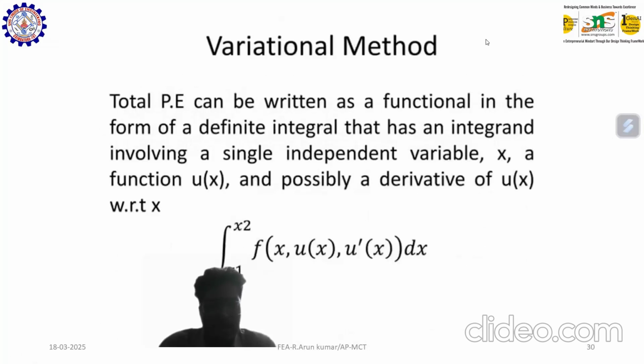So the variational method is a basic form of tool we have to apply. For example, if you are calculating total potential energy, it can be written as a functional in the form of a definite integral involving a single independent variable x, a function u of x, and the derivative of u of x, written as the integral from x1 to x2 of the function of x, u of x, u dash of x, dx.